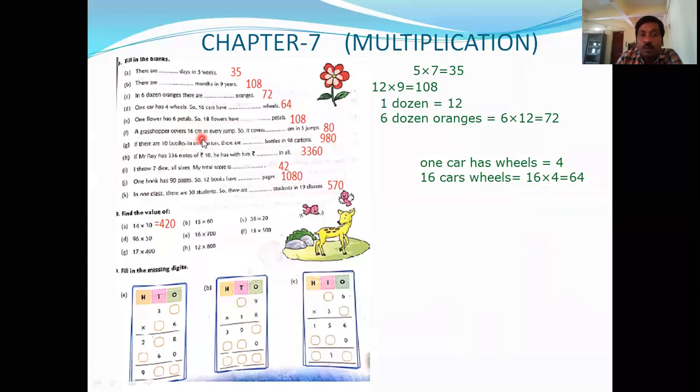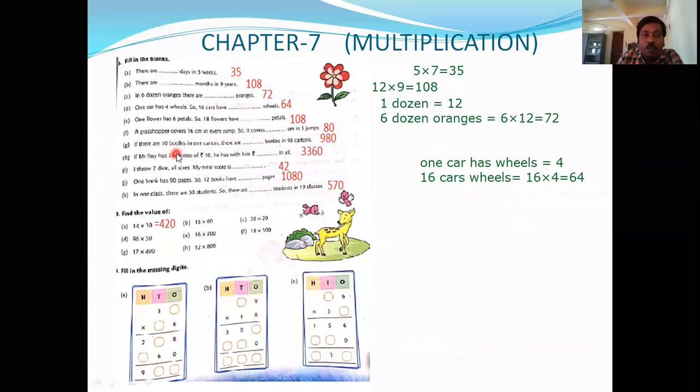A grasshopper covers 16 centimeters in every jump, so how much does it cover in 5 jumps? One jump is equal to 16 centimeters. It means 5 jumps is equal to what? How can we find it? When we multiply 16 by 5, we get 80.